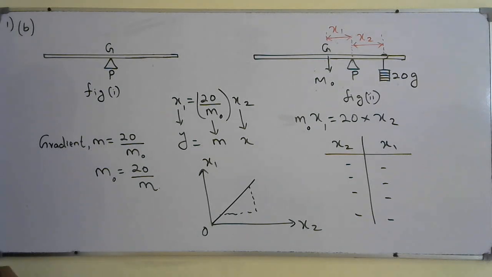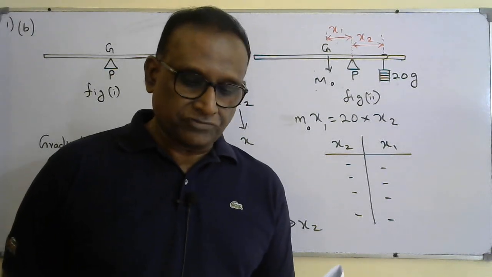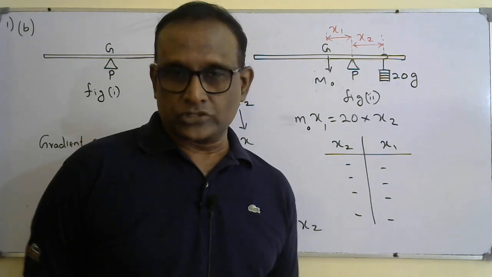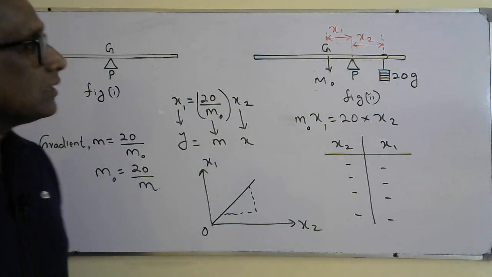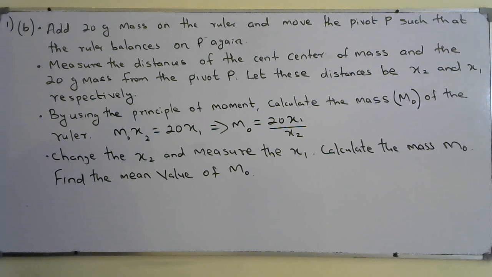So you have to describe this in part B. That's a 4-mark question, so you have to describe the procedure. So what could be the first point? I already explained the whole procedure and how to get the accurate value for the mass of the ruler.